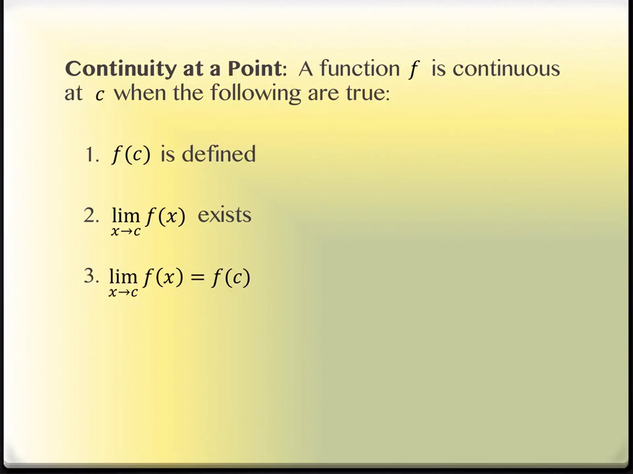are true. f of c is defined, okay, so that means that it exists. It's another way of saying it exists. It's actually a value. The second one is that the limit, as you're approaching it from both directions, notice that says x approaches c, so that means from both directions, exists. And the third thing is that while both of those things exist, they're also equal to each other.